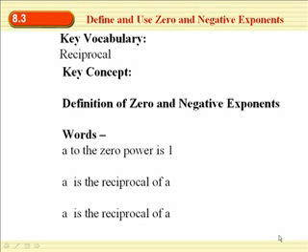All right, Algebra 1, we're going to do some zero exponents, negative exponents. These are a little tricky, so don't be afraid to ask for help if you're confused or get confused.